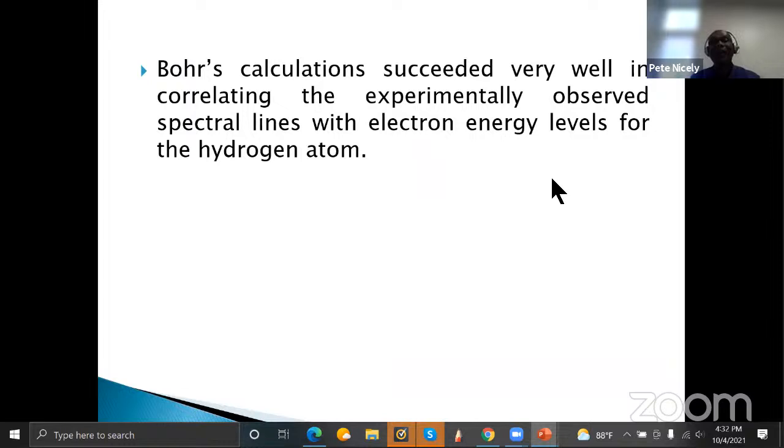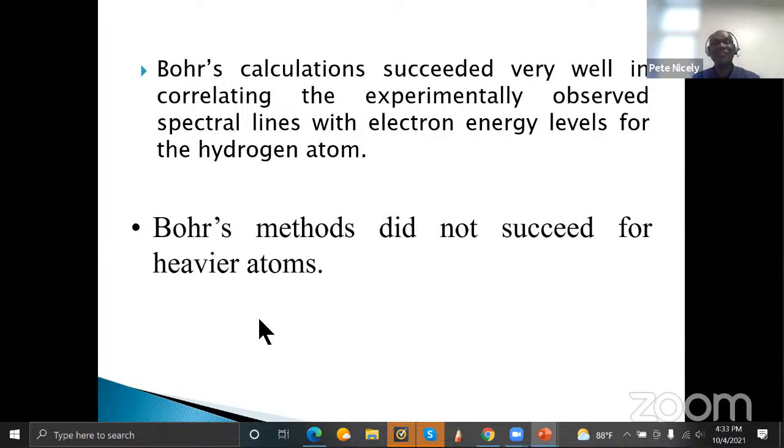All right. Now, some general statements concerning the Bohr model. It turns out that Bohr's calculations succeeded very well when it comes to predicting or explaining what was observed in terms of the hydrogen spectrum, the spectral lines. So the Bohr model works well for the hydrogen atom. However, this method does not succeed for the heavier atoms. Even for the atom which comes after hydrogen, namely helium, the Bohr model doesn't work, and it doesn't work for any other atom after helium, okay?